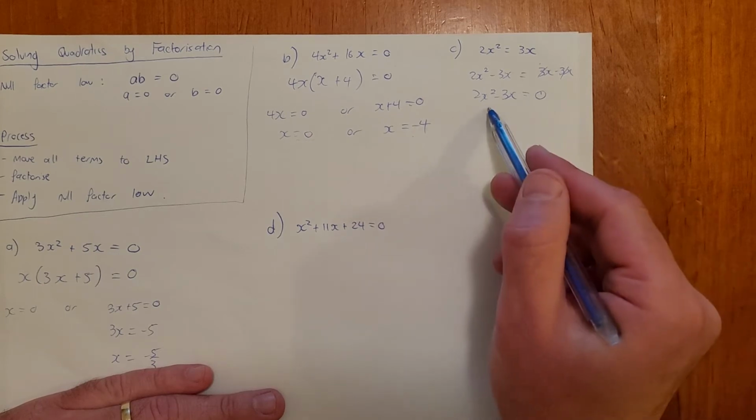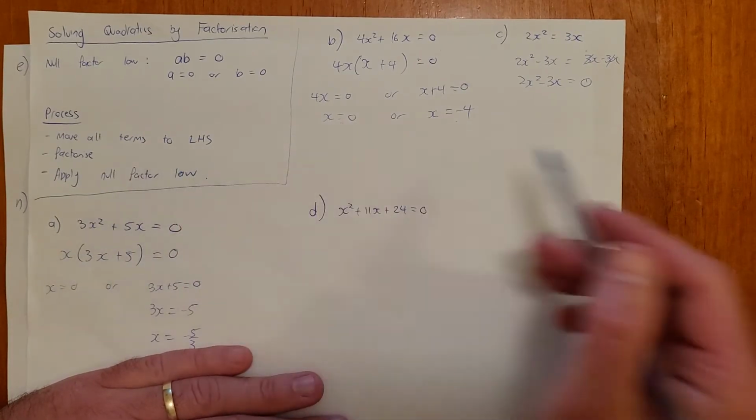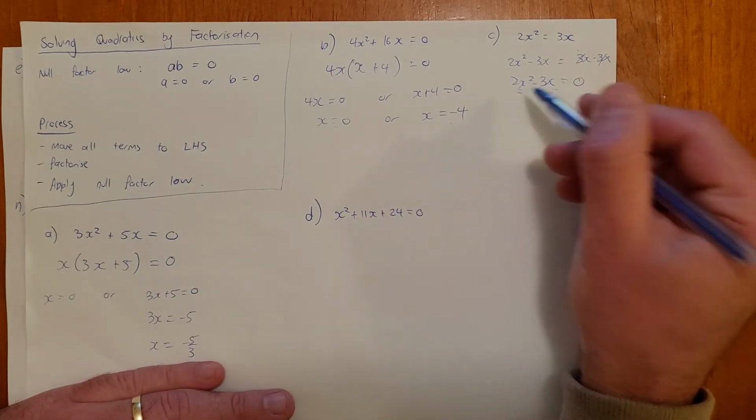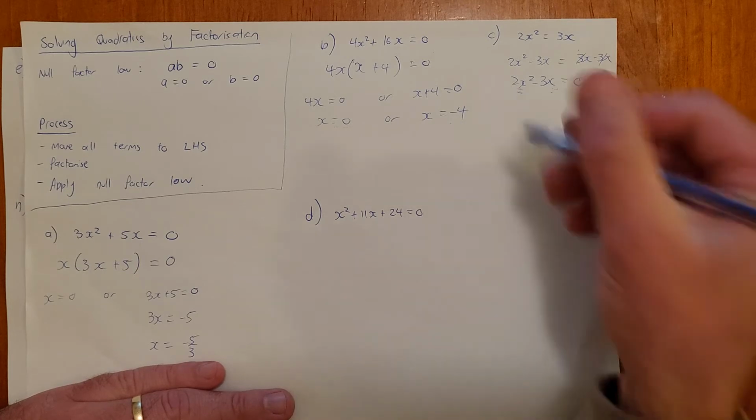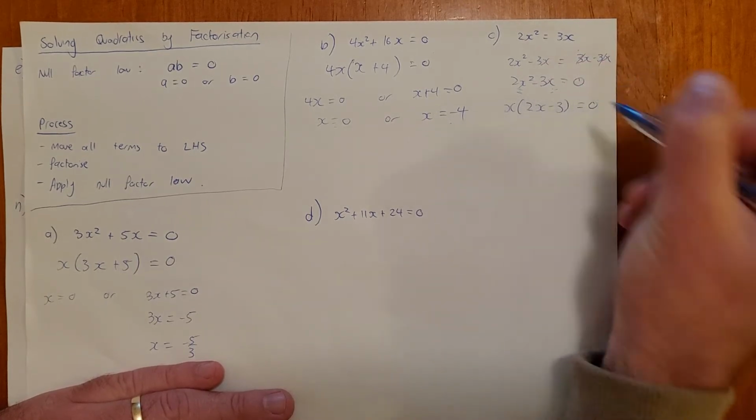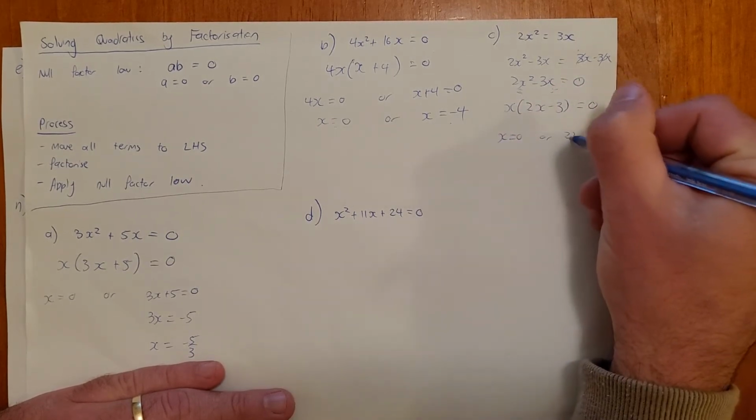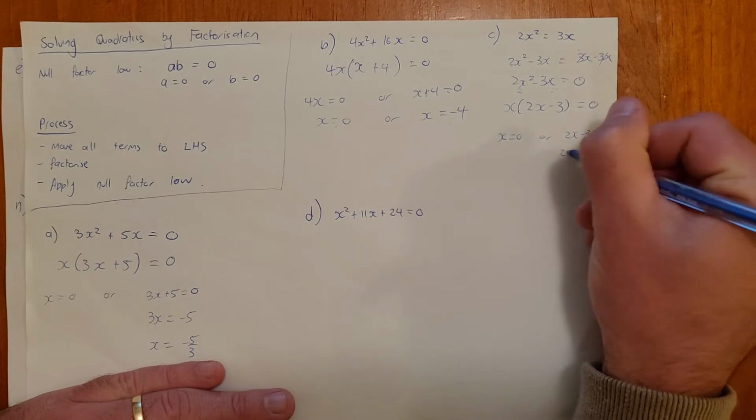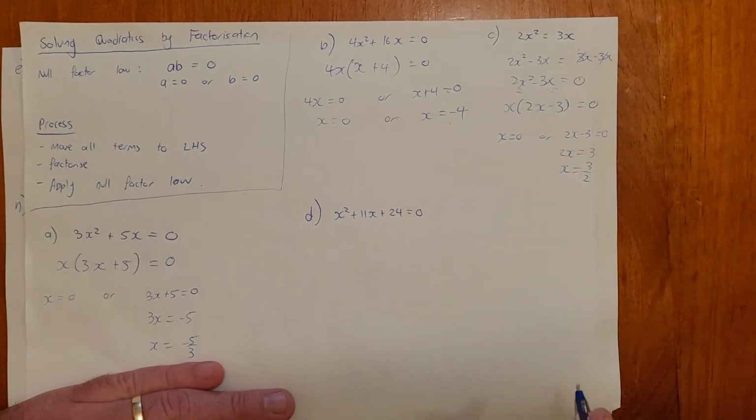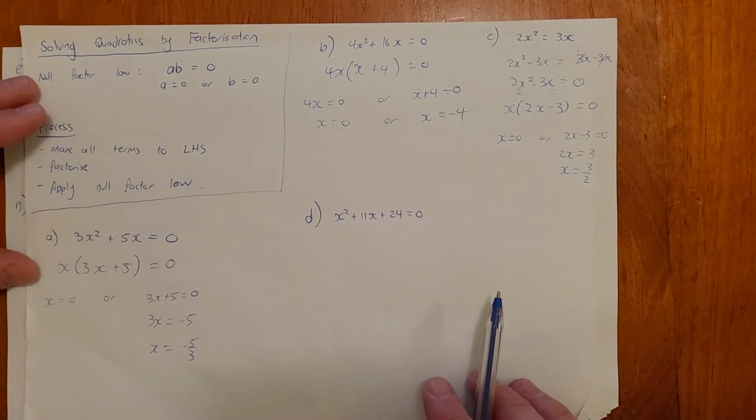Now what we want to do is factorize over here. We've got everything on the one side, and so we've moved it all to the left, and so we're ready to factorize. So what's common between these two terms? It's not a number, again, it's just x. We're going to have x times 2x take 3. And then we'll apply the null factor law. x is 0 or 2x take 3 is 0. This gives us 2x is 3 and x is 3 on 2. So they're our two solutions, x is 0 and x is 3 on 2.